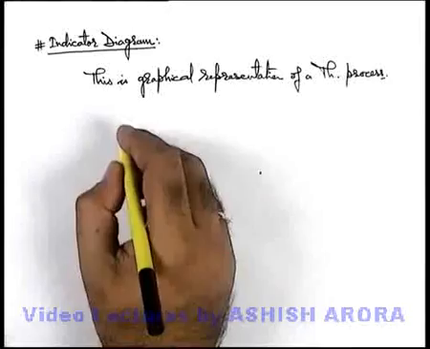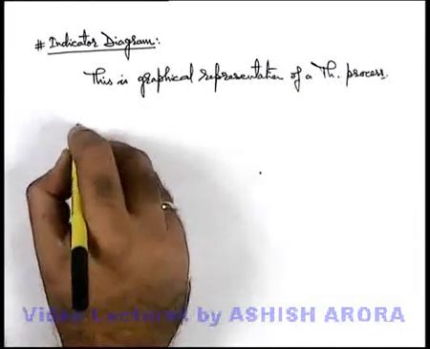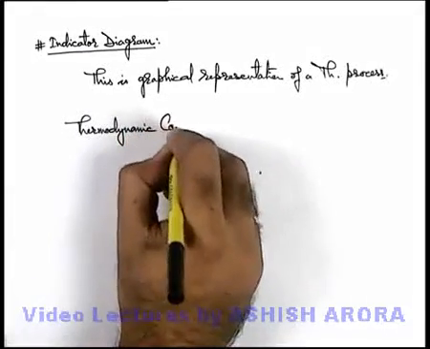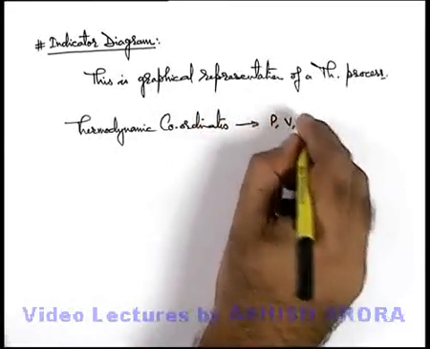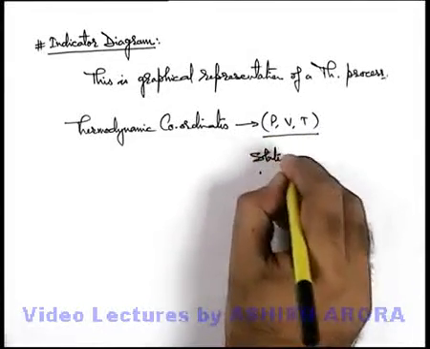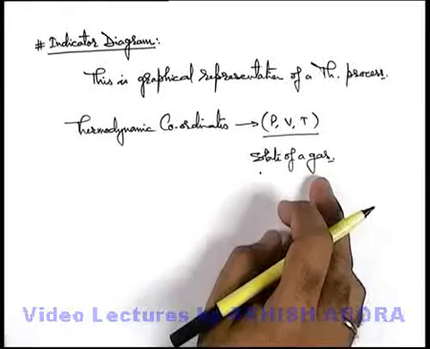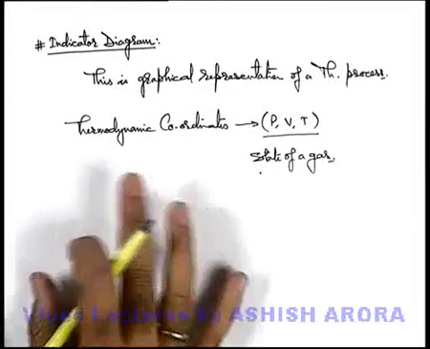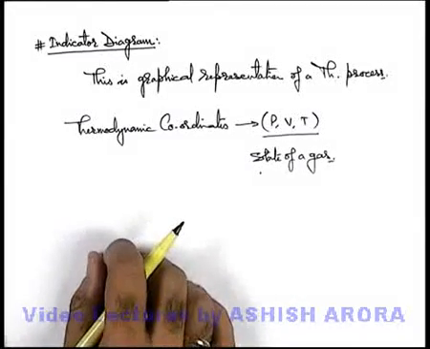We know that thermodynamic processes are basically used in changing the state of a gas. For the state of a gas, we define thermodynamic coordinates which are written as pressure, volume and temperature, and combining the three coordinates we get the state of a gas. If either of these coordinates changes, the state of gas will also change. So now as we are studying indicator diagram, let's analyze what exactly is indicator diagram and how it is drawn and what are the properties of an indicator diagram.